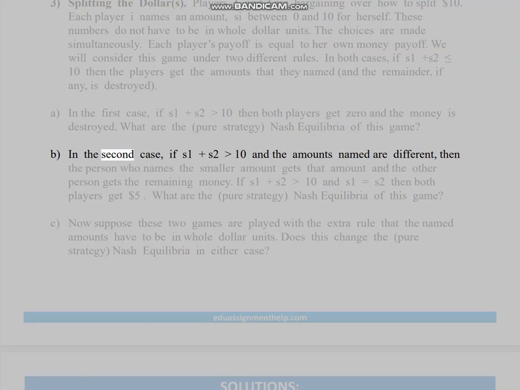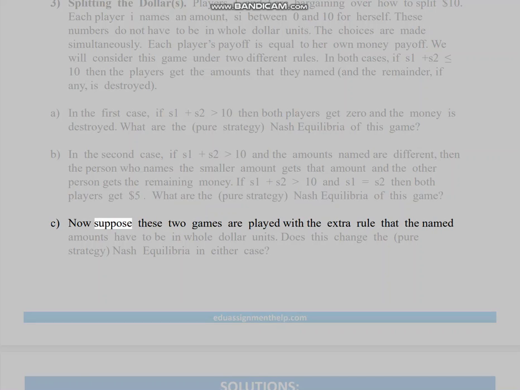B. In the second case, if s1 plus s2 is greater than 10 and the amounts named are different, then the person who names the smaller amount gets that amount and the other person gets the remaining money. If s1 plus s2 is greater than 10 and s1 equals s2, then both players get $5. What are the pure strategy Nash equilibria of this game?